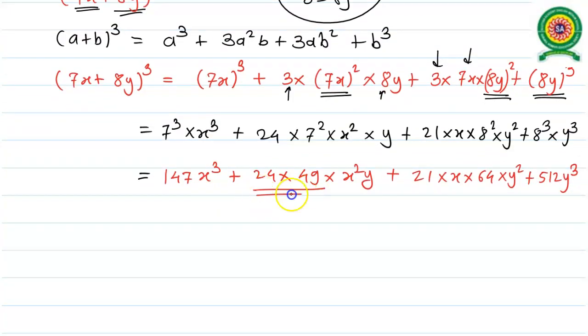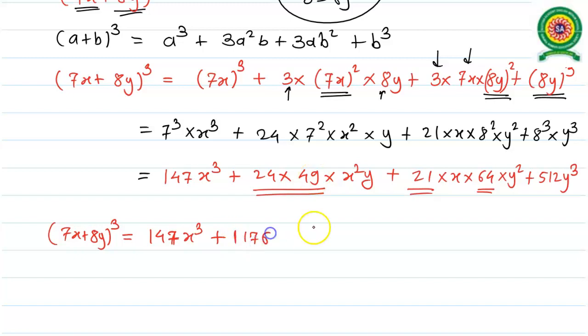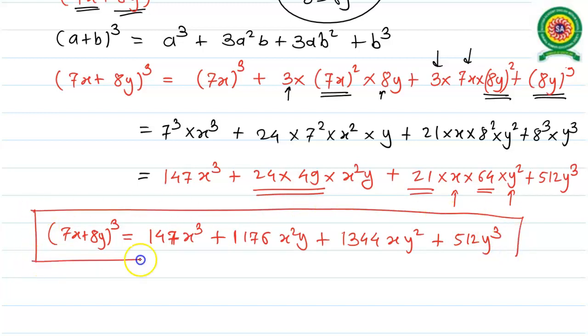Now let us simplify those multiplications over here, hence we have our expansion. So 7x plus 8y the whole cube is equal to 147 x cube, then plus 24 into 49 we are getting 1176 into x square y as it is, plus 21 into 64 we are getting 1344 x into y square as it is, plus 512 y cube as it is. So this is the expansion for 7x plus 8y the whole cube.